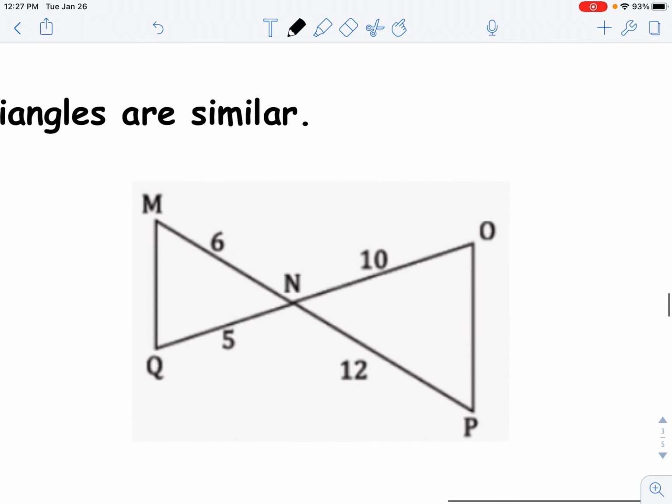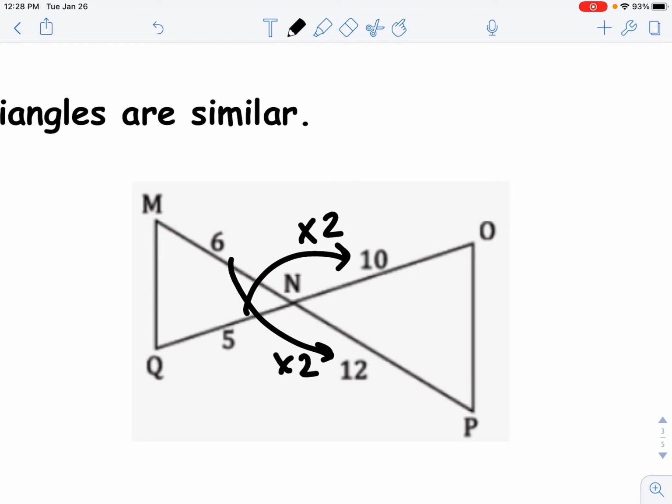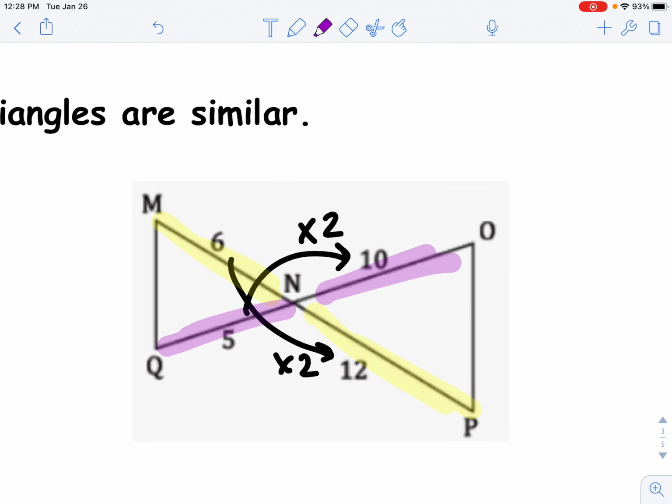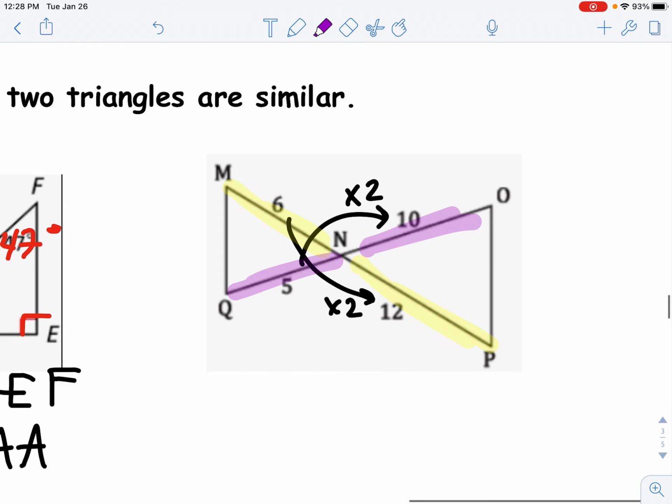All right, and then this last one, that side corresponds to that side corresponds to that side. Notice how I can just multiply them by 2, thus MN is half the length of NP. Similarly, QN is half the length of NO. So I have two sides. Now, don't you forget this.